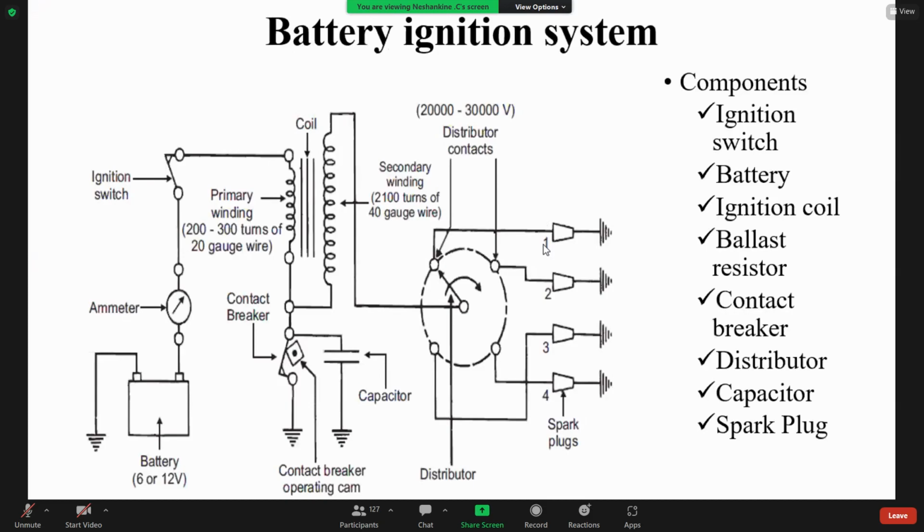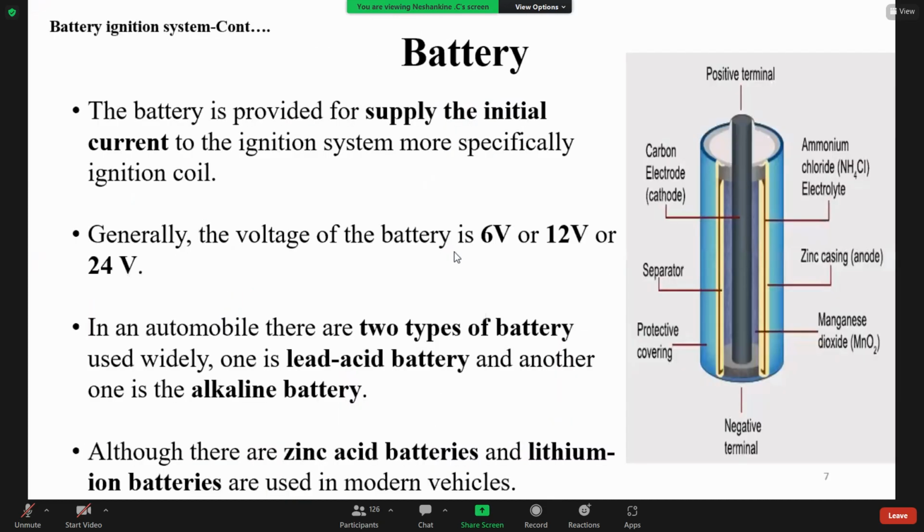Okay. First, we will study the battery ignition system. This is the line diagram of the battery ignition system. We have the ignition switch, battery, ignition coil, ballast resistor, contact breaker, distributor, capacitor, and spark plugs. These are the components of this battery ignition system. I will explain the mechanism of this ignition system later.